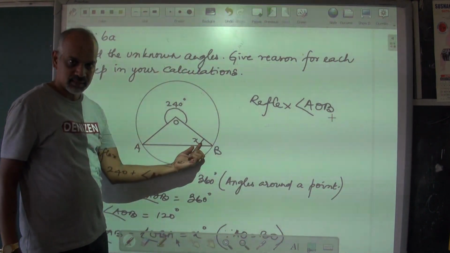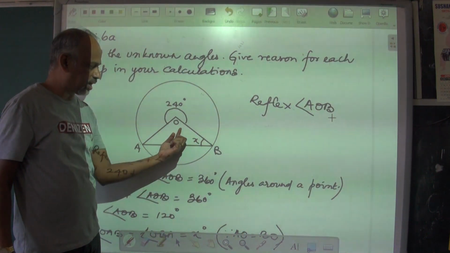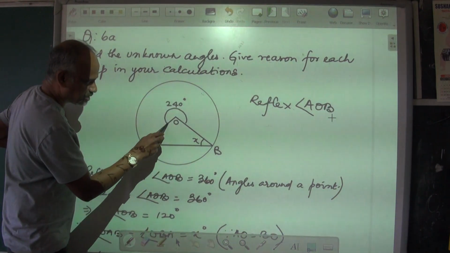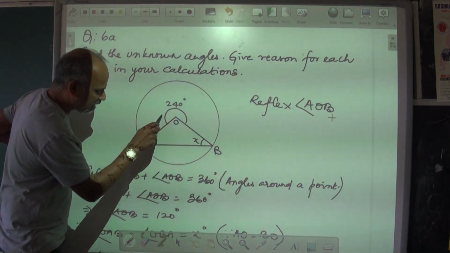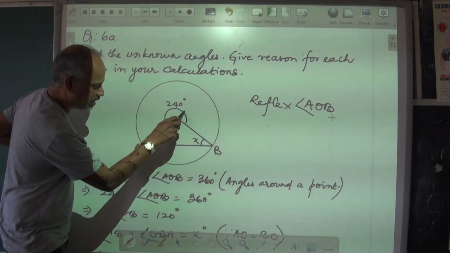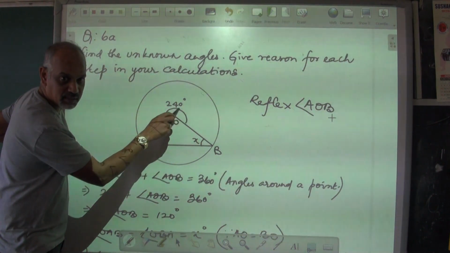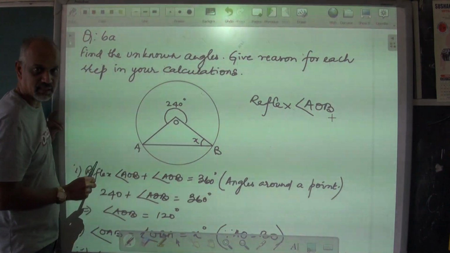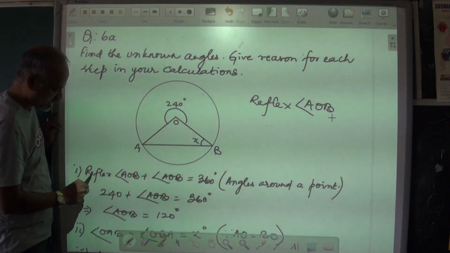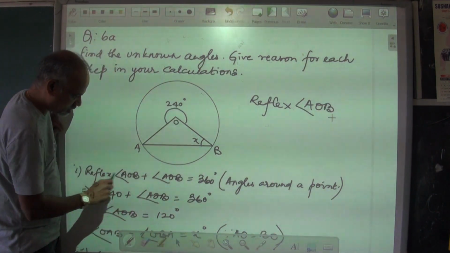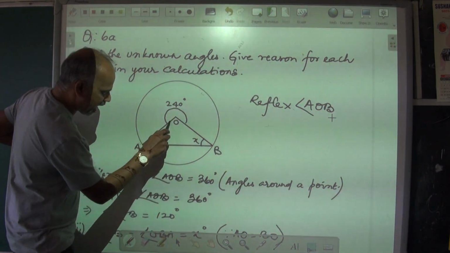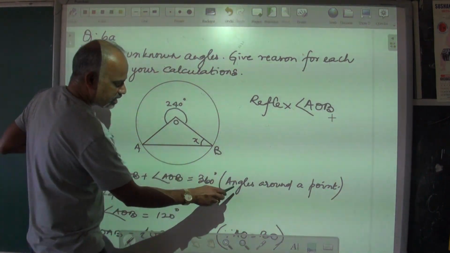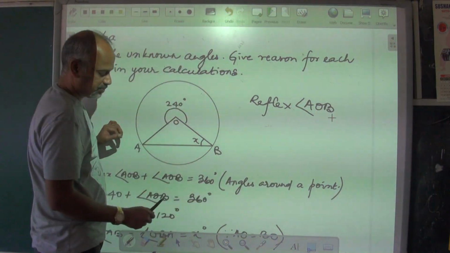Now to find x, it's better I find the lower angle here. Because I know this, let's find this angle. The sum of angles here is 360, that is angles around a point is 360. So if I add this and this, it should give you 360. The first statement is reflex AOB plus angle AOB, that is the lower one, gives you 360. Reason: angles around a point.